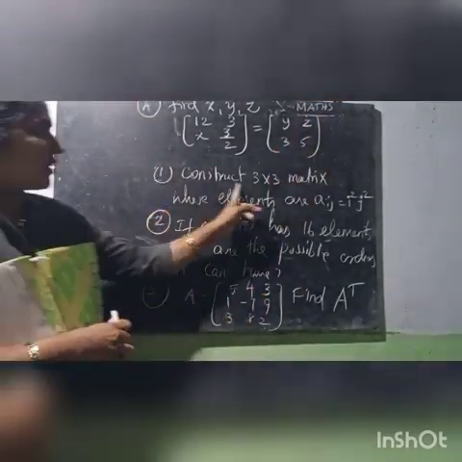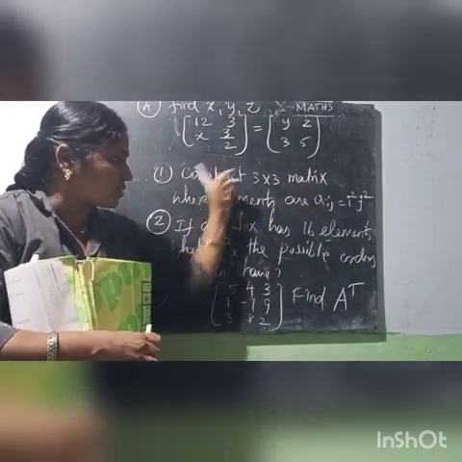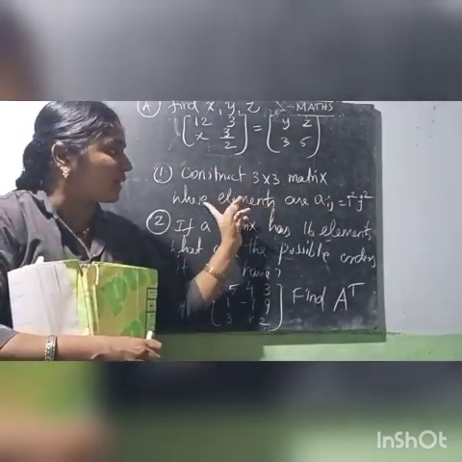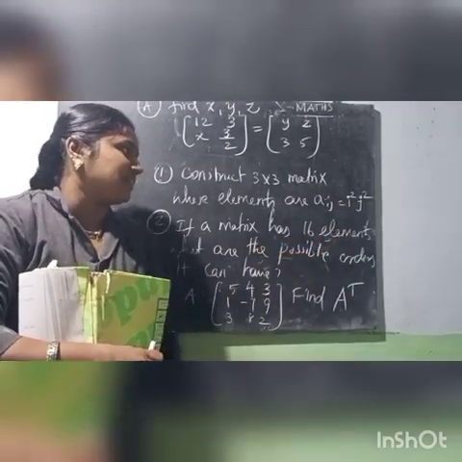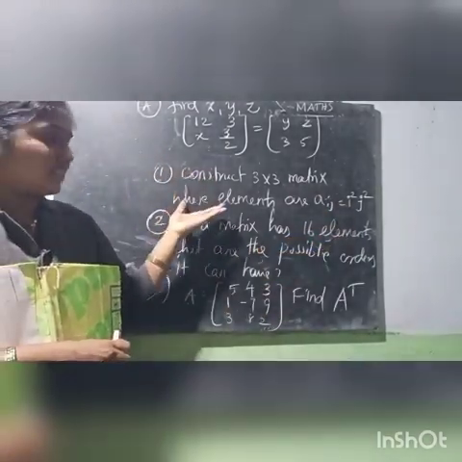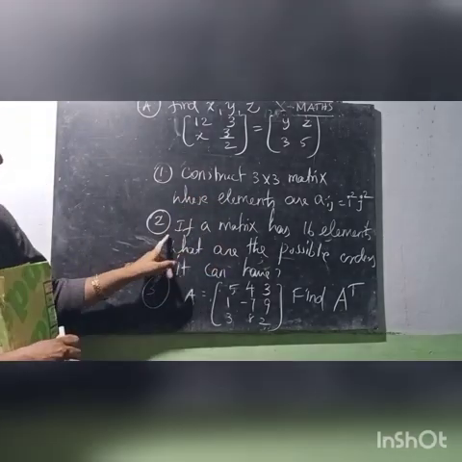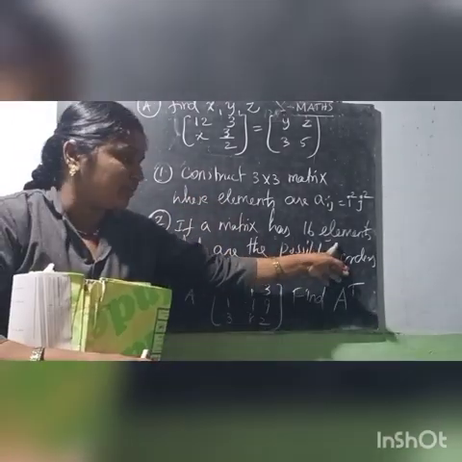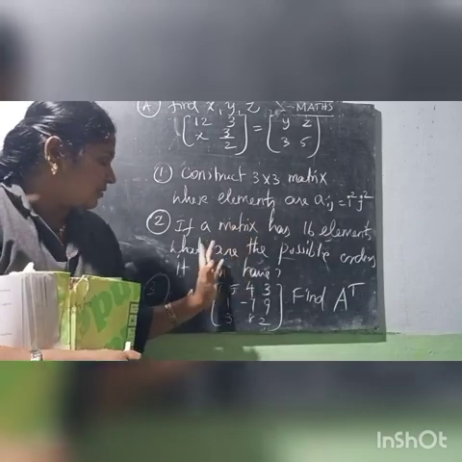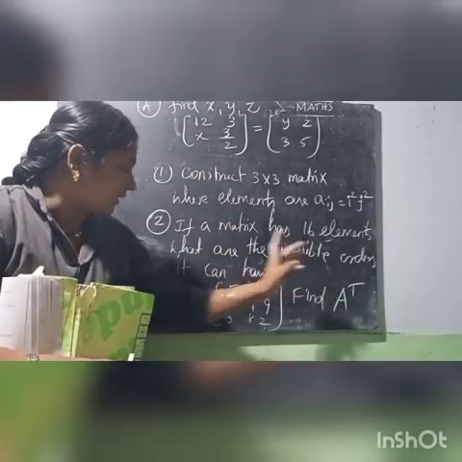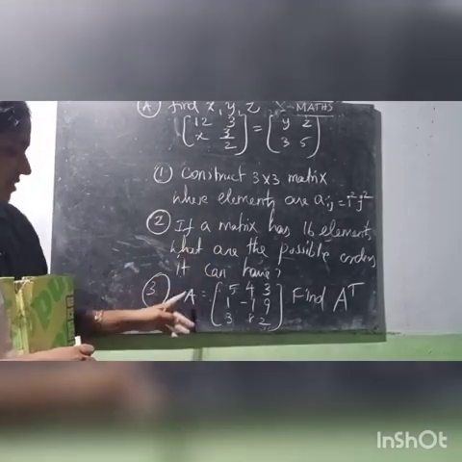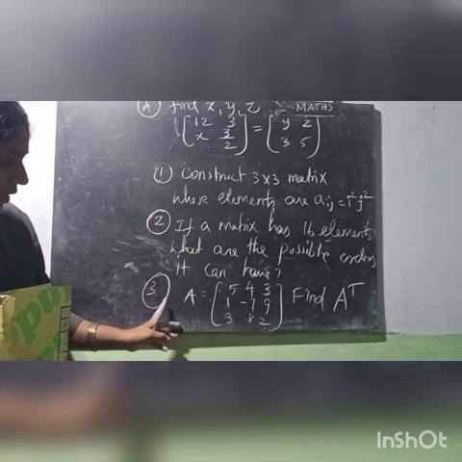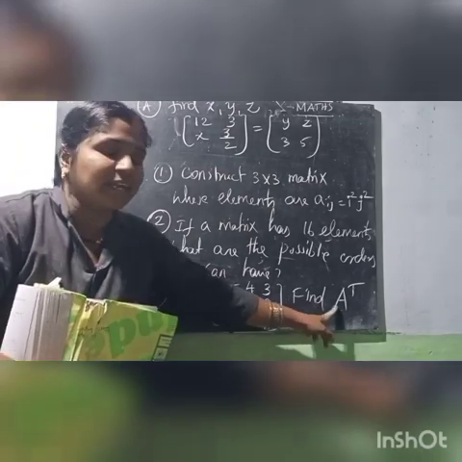See, first one, construct a 3 cross 3 matrix. So first you have to write the general form of the matrix. After that we can find out A11 to A33. Then we have to write that required matrix. Then second one, if a matrix has 16 elements, we have to write the possible orders it can have. We have already seen a problem like this in the exercise. See that. Then third one, A is given, find A transpose.